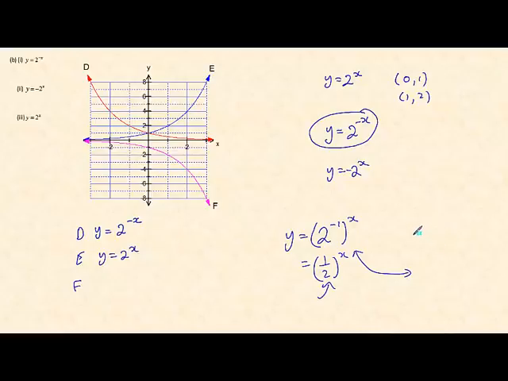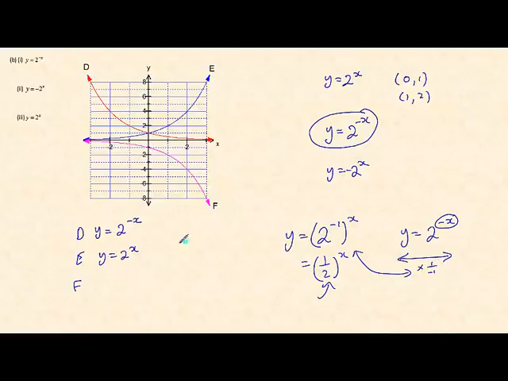The other way we could look at that is graph transformation. If we think about 2 to the negative x, so negative 1 here, that gives us a horizontal dilation scale factor 1 over negative 1, and that's a reflection in the y-axis, which is exactly what D is.